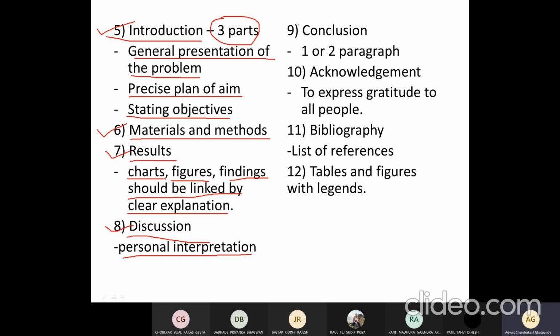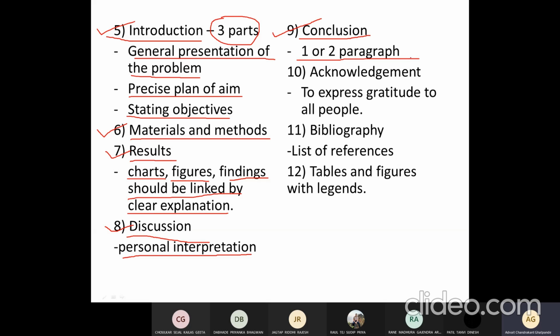Okay, then after the discussion one should write the conclusion. So the conclusion should be non-elaborative. Okay, it should be concise, either in a point-wise manner, 1, 2, 3, 4 points at least, or if it is in a paragraph manner, it should be in 1 or 2 paragraphs only, not more than that. So it should be concise and precise.